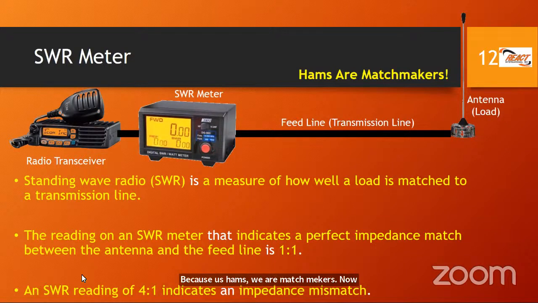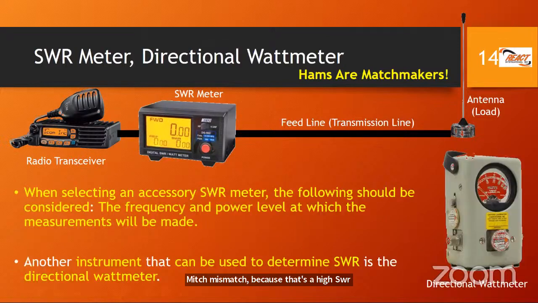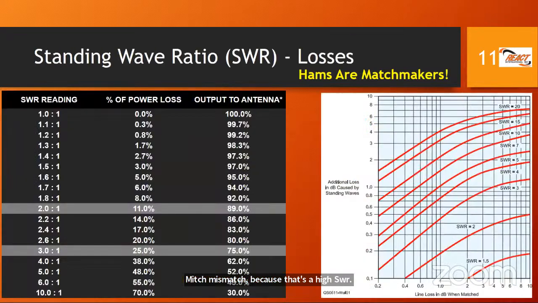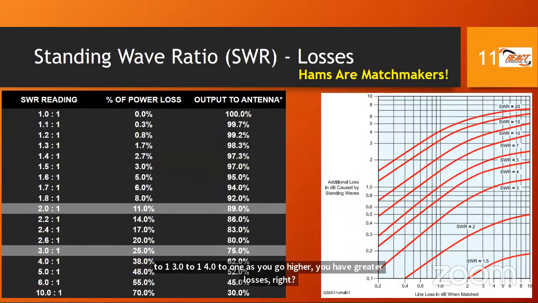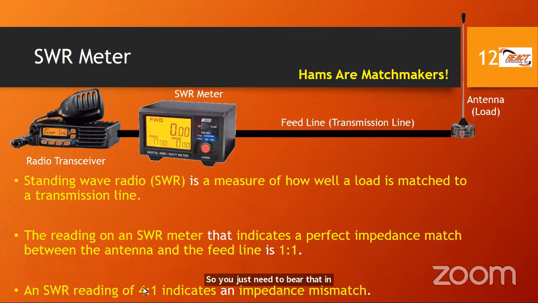Another exam question, and it just plucks an arbitrary SWR reading. So I'm saying an SWR reading of 4 to 1 indicates an impedance mismatch, because that's a high SWR. So remember, if we were to go back to a couple of slides where we showed you the various SWR readings, 1.0 to 1, 2.0 to 1, 3.0 to 1, 4.0 to 1, as you go higher, you have greater losses, right? So you just need to bear that in mind, that an SWR reading of 4 to 1 indicates an impedance mismatch, right? Exam question.